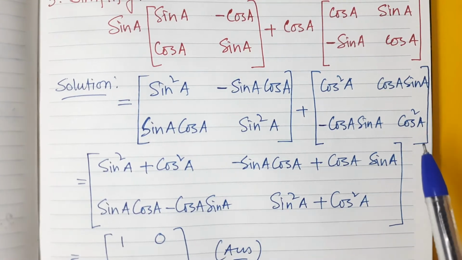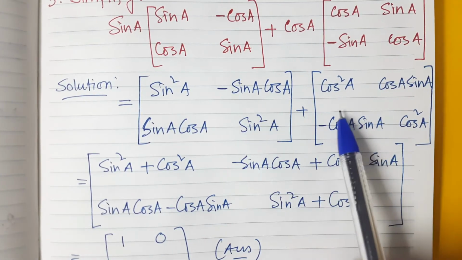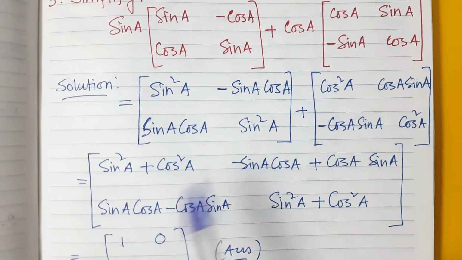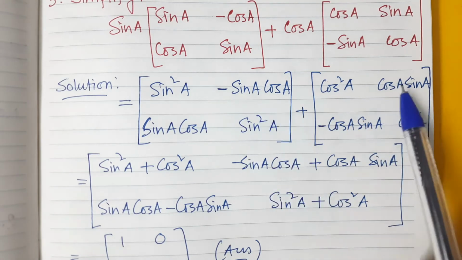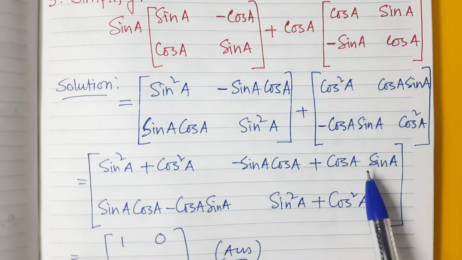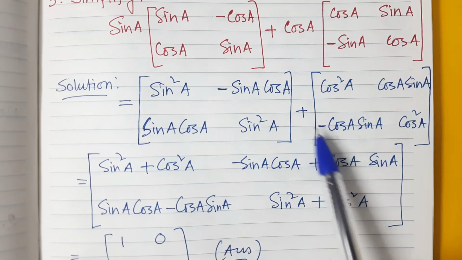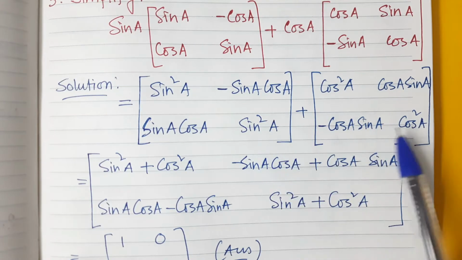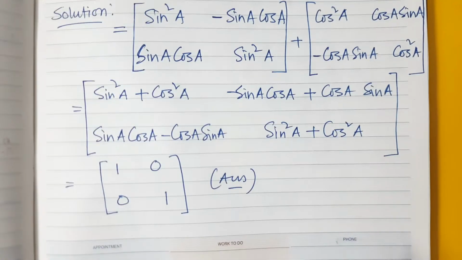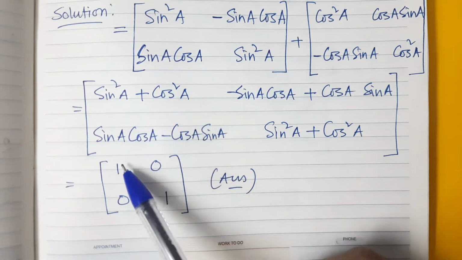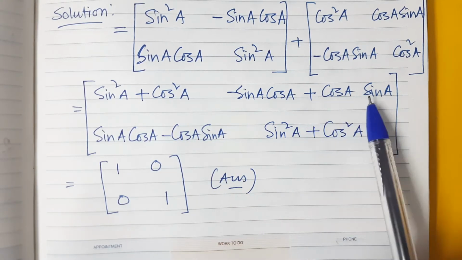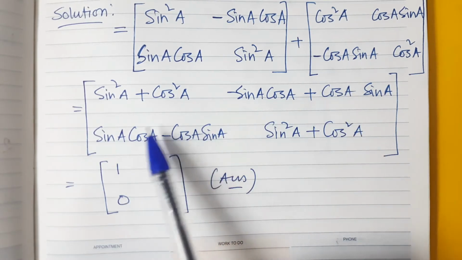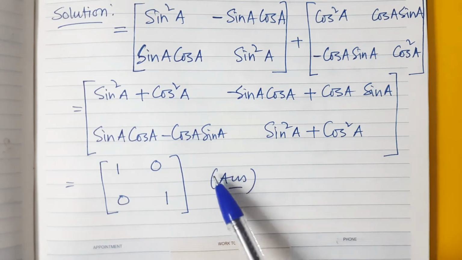Now we just need to add these two matrices. So position wise you just add these elements. So sin square A plus cos square A, which is this, minus sin A cos A plus cos A sin A, which is this. Similarly sin A cos A plus of minus cos A sin A, which is this, and finally sin square A plus cos square A. Now we know that sin square A plus cos square A is 1. These two are the same quantity, just signs are opposite. So it will be 0. Similarly this will also be 0 and this is 1. So this is the answer.